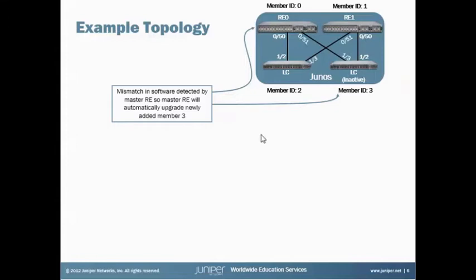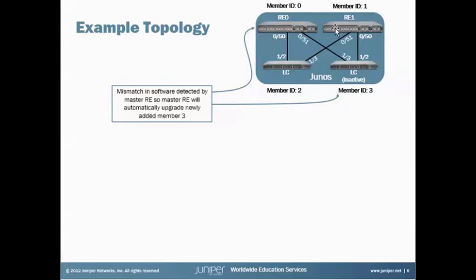Okay, so we'll start out by analyzing our topology. This is our topology. So again, similar to what I've just been discussing, we've got 3 member switches that are up and running the same version of software. We're going to add member 3, but member 3 is going to have a wrong version of software. And member 3 will be an EX4300.